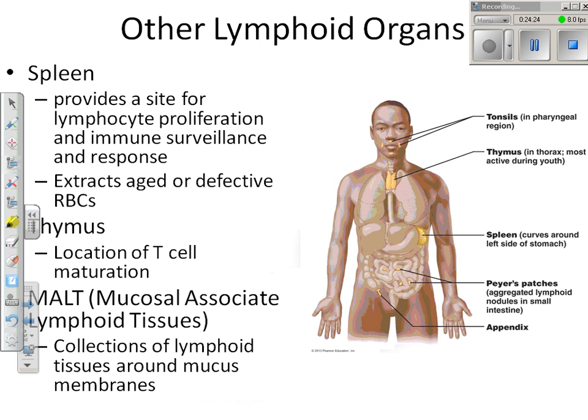All right, other lymphoid organs of interest. You've got the spleen. It's located typically on the left side, and it curves around the left side of the stomach. The spleen has a couple of different goals or purposes in our body. The lymphatic part of the spleen provides a site for lymphocyte proliferation. That's also a place for immune surveillance and response. So the spleen is a major lymphatic organ.